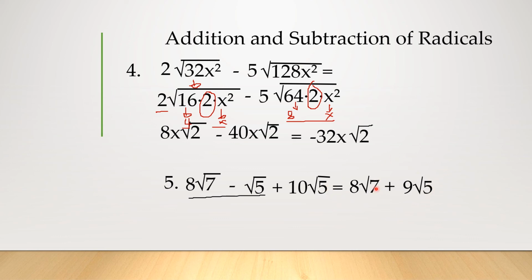They are not of the same radical here, or radicand, 7 and 5. So we cannot add them. You are just going to copy them. We cannot add also the 8 and the 9 because they are not together.